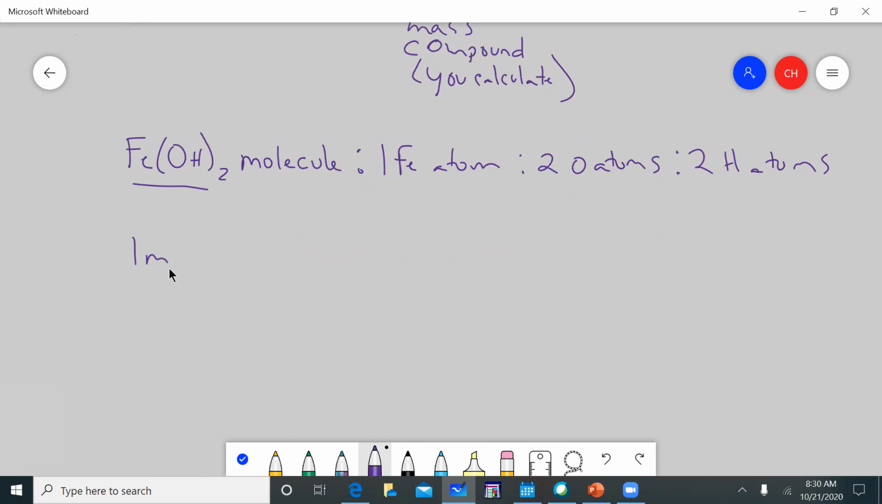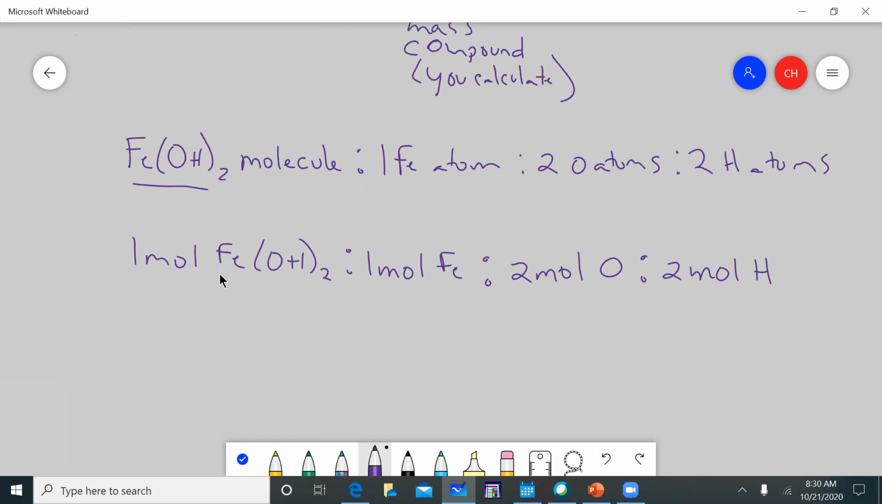So 1 mole of Fe(OH)2 has 1 mole of iron in it. It also has 2 moles of oxygen, and it has 2 moles of hydrogen. So that is built into that nifty formula.